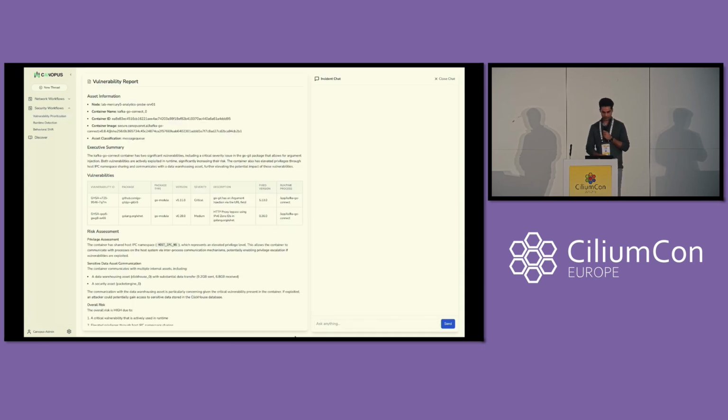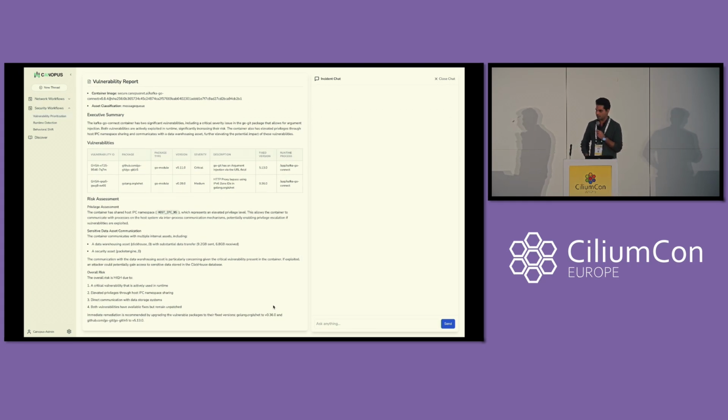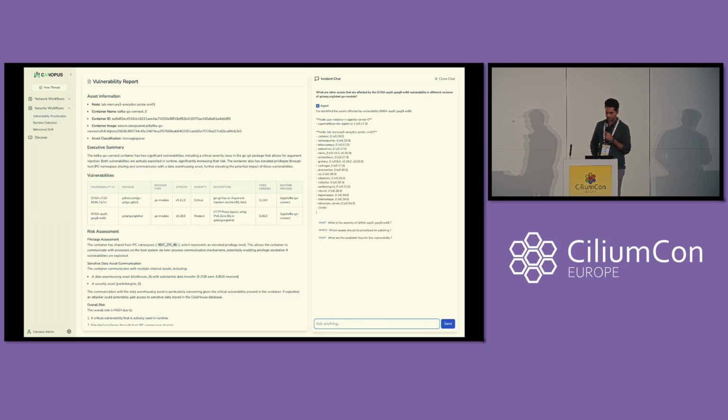And we see in the report generated the asset information, the summary, and what vulnerabilities need to be actioned, along with the risk assessment. There is a privilege assessment saying the container shares the IPC namespace with the host. It is talking to a critical data asset, communications are happening, so the overall risk is pretty high. And we can also talk to the agent's crew, asking, are there any other containers that have the same vulnerabilities, even if they are not active in the runtime? So it's going to list them all down, because if I'm fixing the runtime one, might as well fix all of them.